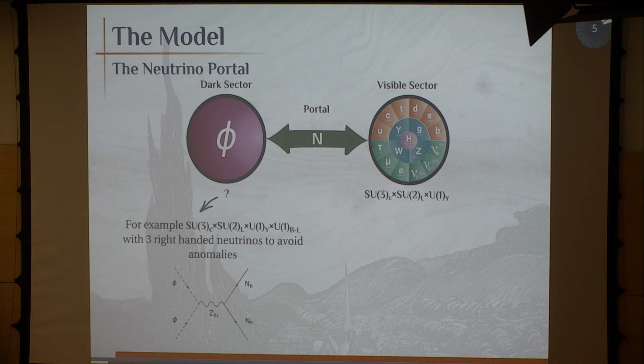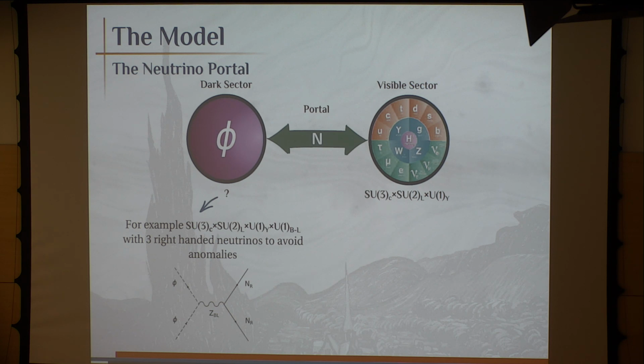But if you're wondering, one possibility, for example, is to gauge U(1) by B minus L, and then you add 3 right-handed neutrinos in order to avoid anomalies. And with the right quantum numbers, these scalar particles here that will play the role of the dark matter particle can annihilate exclusively to these right-handed neutrinos. But this is just an example.